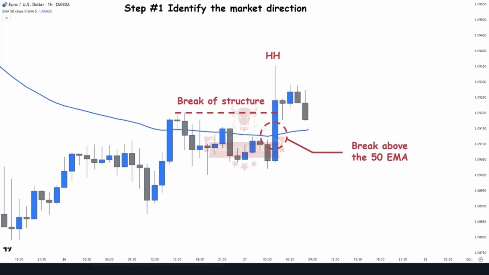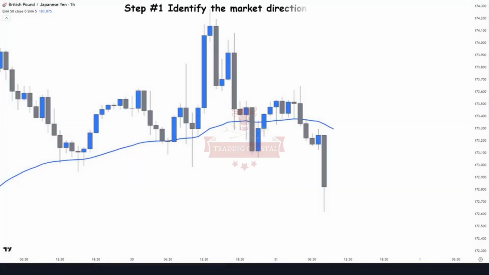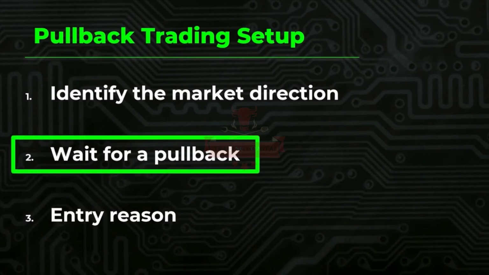Same thing for the bearish scenario. Here, the price has broken below the 50 EMA and the previous market structure, creating a new one. So, our direction is bearish, and we can look for short opportunities. Trading with the dominant trend will instantly improve your win rate and risk to reward ratio. Now that we know how to identify the market direction, let's continue with the second step, waiting for a pullback.